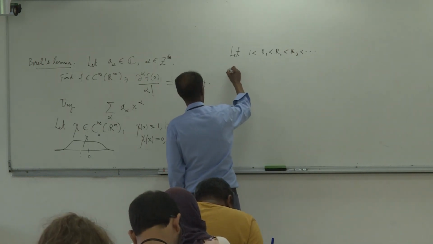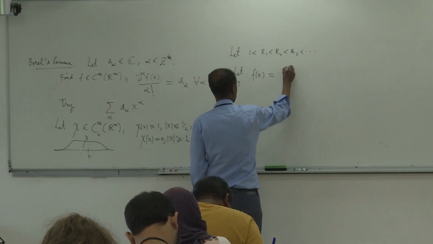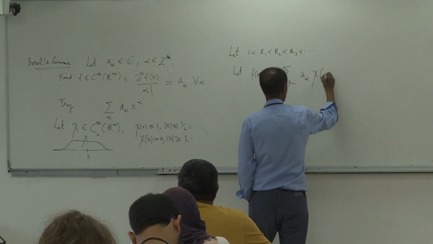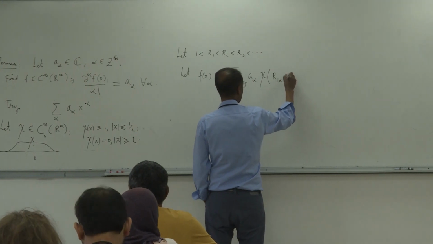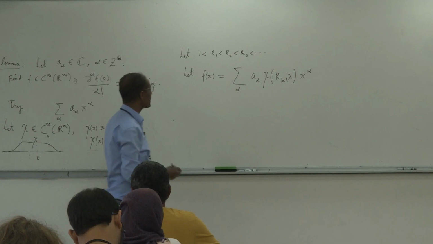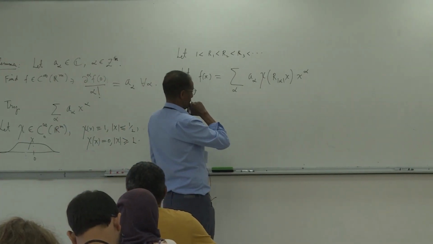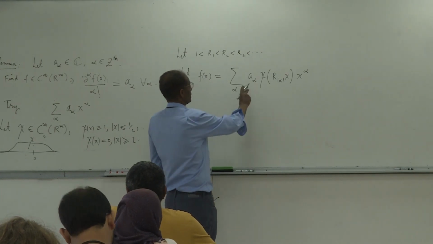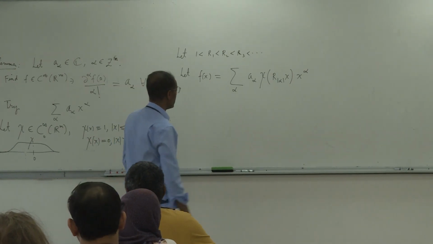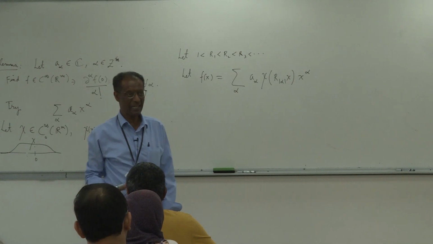And now here is what I propose. Let f of x be equal to the sum of a alpha chi of r sub alpha x, times x to the alpha. Now, the r's are going to be chosen in such a way that, for example, they will dominate the a alpha. So they will be chosen in such a way that this will be convergent absolutely on all of Rn, okay?